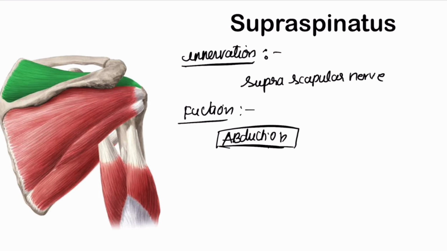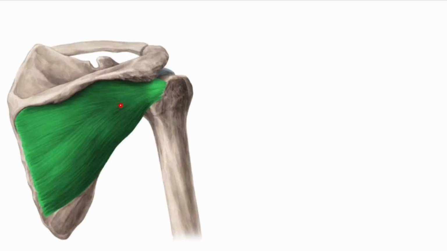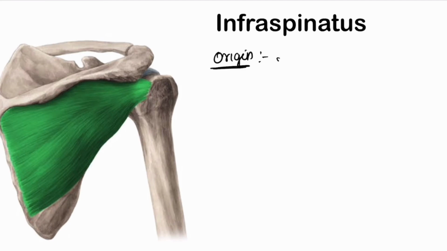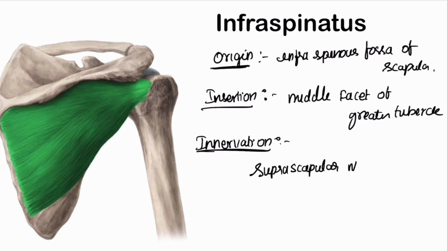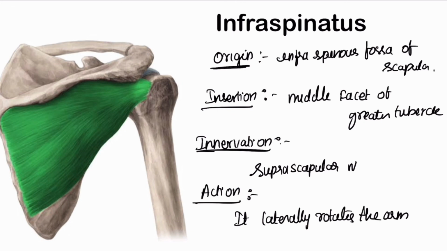Now let us look at the infraspinatus muscle. This is the infraspinatus muscle here. First, let us see the origin. It originates from the infraspinous fossa of the scapula. Insertion. It inserts onto the middle facet of greater tubercle of the humerus. Innervation. It is innervated by suprascapular nerve. Now let us see the function. It laterally rotates the arm. And that's all about the infraspinatus muscle.